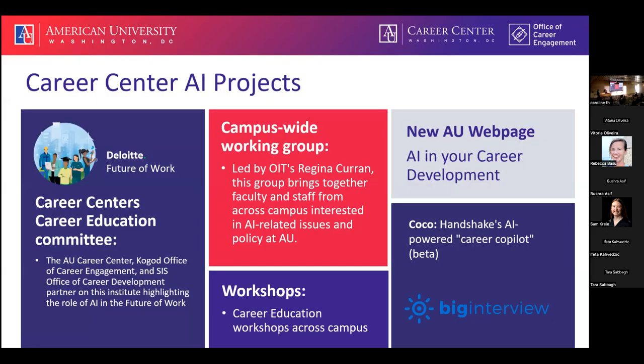Great, so that was an example of an external resource using AI. We wanted to talk to you about a few resources we use within our offices that we either pay for access to or work in partnership with other offices on, to make sure you're aware of them and can refer students to them as well. As we mentioned, our three career centers on main campus work very collaboratively in a lot of ways.